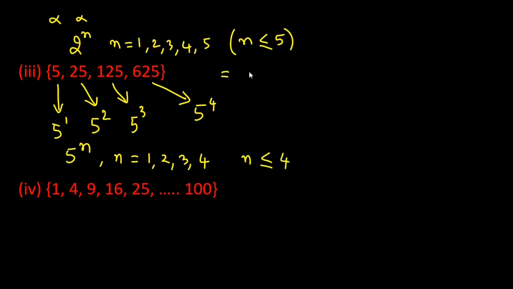So we write the set here, set of all x such that x is equal to 5 power n. Here small n belongs to capital N. And the restriction on small n is small n less than or equal to 4.